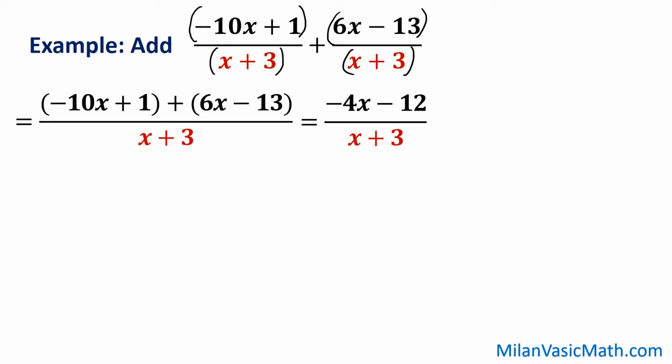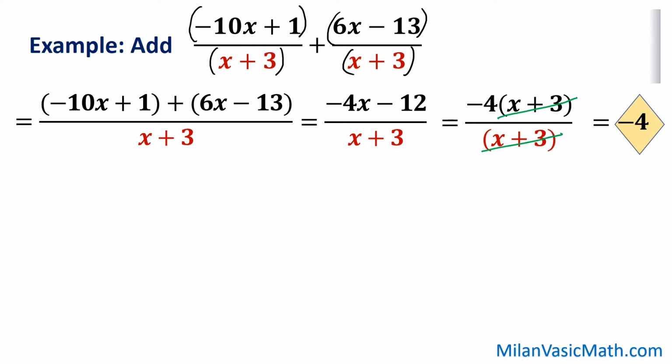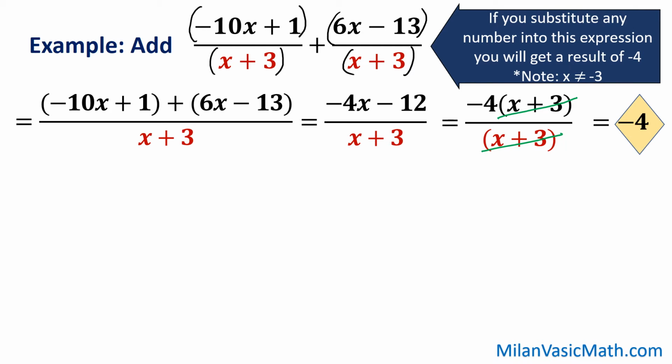Now, the only way I can simplify things is if I can factor something out, and I can factor out a negative 4. So what we have now is negative 4 times x plus 3 divided by x plus 3. x plus 3 divided by x plus 3 is 1, so our final answer is negative 4. What that means is that if you substitute any number into the expression that we started with, you will get a result of negative 4. The only number you can't substitute is negative 3, because if you did that, negative 3 plus 3 gives you 0. Can't divide by 0.